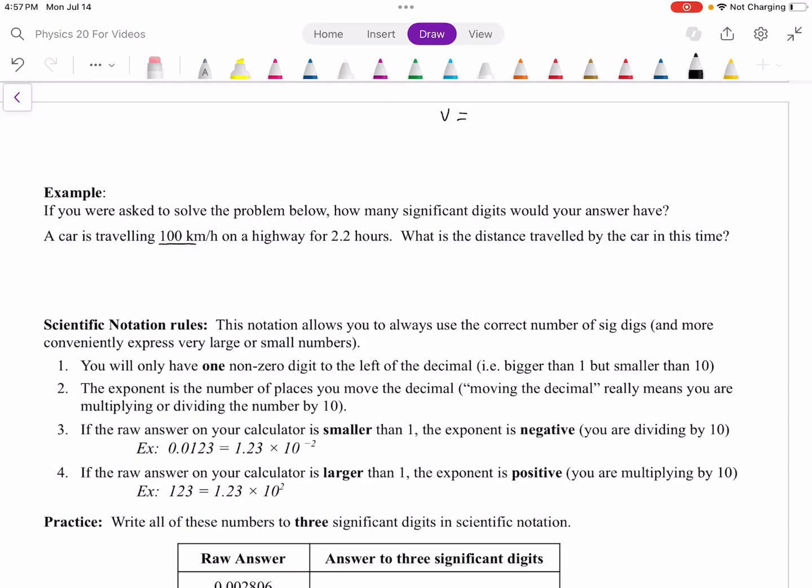Well, how many sig digs does this have? We're going to use that speed. It has 3 significant digits, right? Trailing zeros are significant, so 1, 2, 3. And then our time only has 2 significant digits, right? So if we were to do the math, calculate this out, figure out the distance, how should we report our final answer? Well, 2 is the least number of significant digits in the data that we used, so our answer should have 2 significant digits.